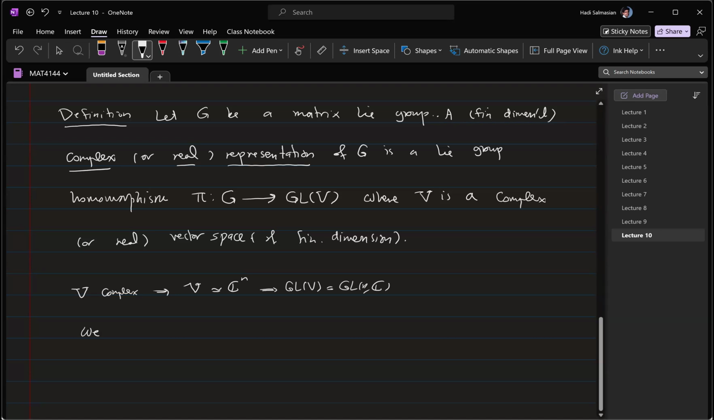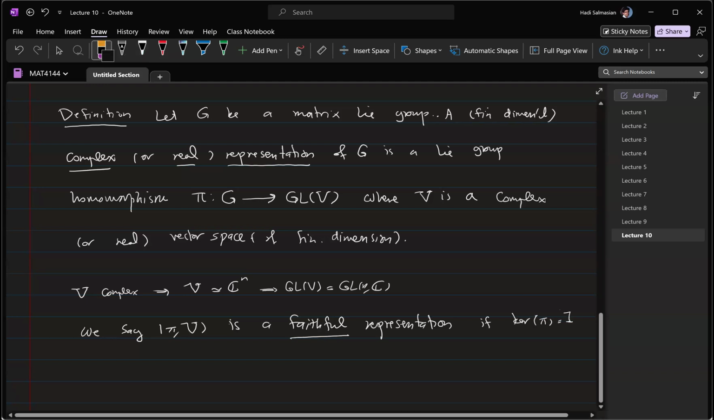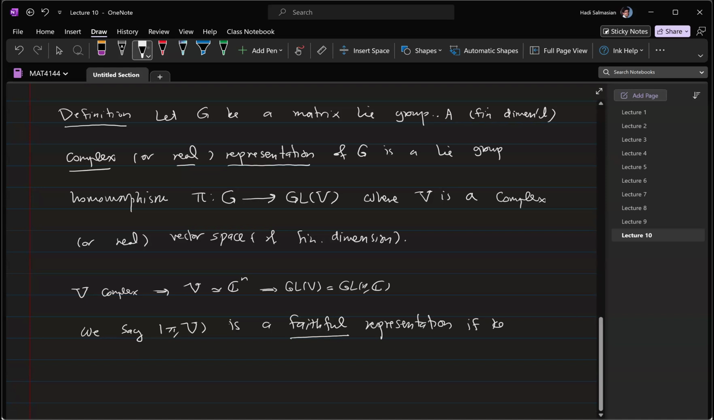So we say (pi, V) is a faithful representation if the kernel of pi is the identity. Identity, sorry. Yes. Silly question.